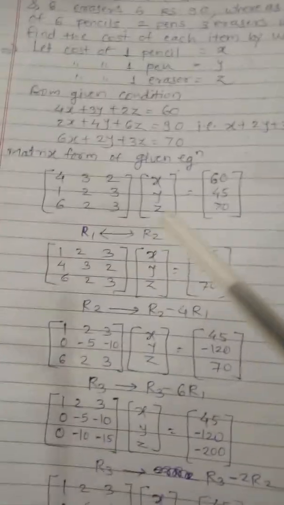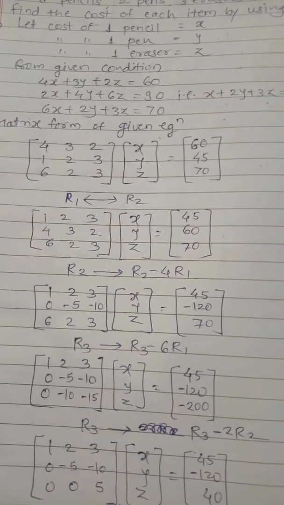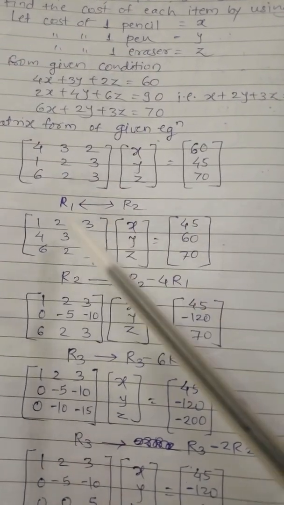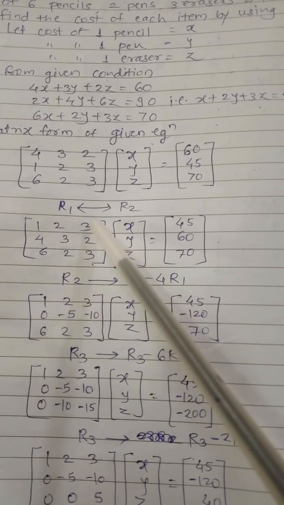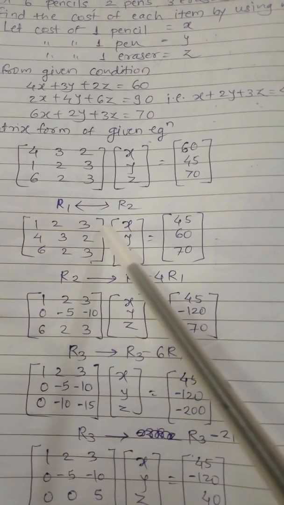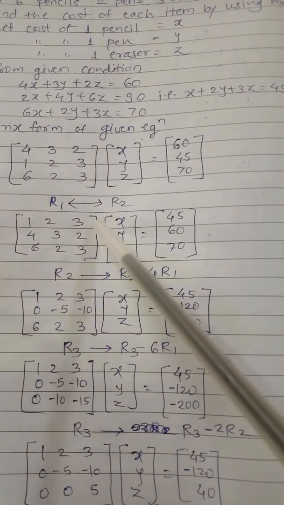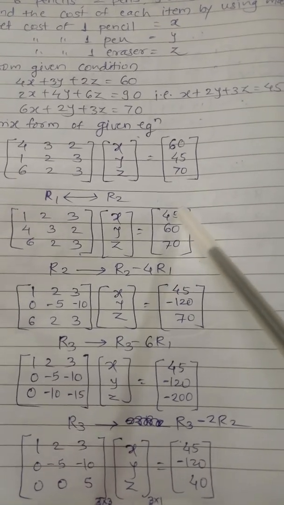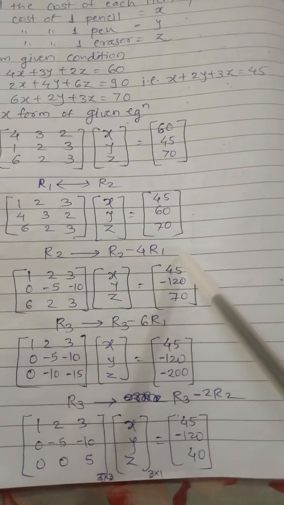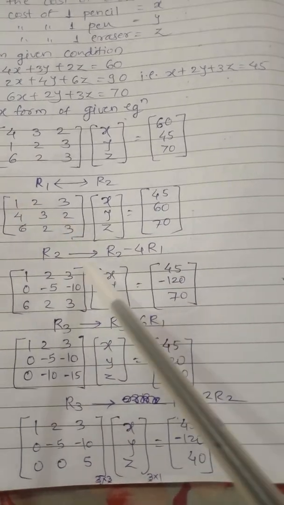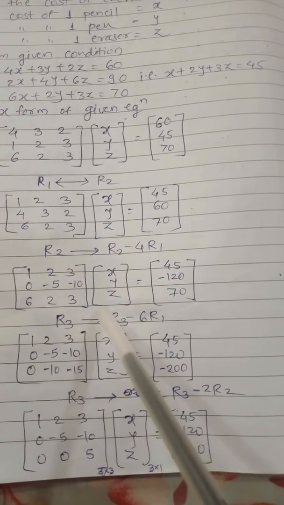So we have to make different row transformations to convert it into an upper triangular or lower triangular matrix. So the first operation, we interchange R1 and R2. So 4, 3, 2 becomes the second row, and 1, 2, 3 goes on the first row. Similar changes we have to make in matrix B. Now the second operation is R2 minus 4R1. So there are changes in R2. First we have to write down R1 and R3 as they are.